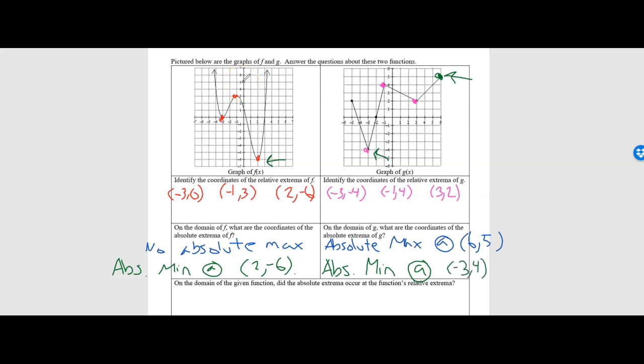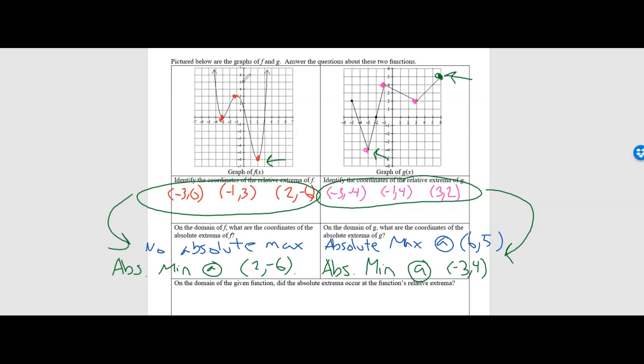The last question says, on the domain of the given functions, did the absolute extrema occur at the function's relative extrema? If we compare these points here with the points here, did they ever overlap? Were they ever the same? Our answer is sometimes. Sometimes the relative extrema ended up being the absolute extrema, but sometimes they didn't. If we talk about the graph of f of x, one of the relative minimums ended up being the absolute minimum, but the relative maximum did not end up being the absolute maximum. So sometimes they overlap, sometimes they're different. That's all we can take away.